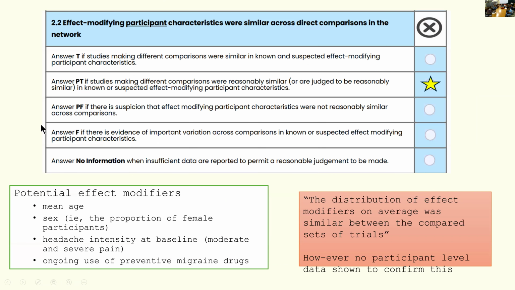So the next thing was, are effect modifying participant characteristics similar across direct comparisons in the network? I put probably true because the potential effect modifiers that they had identified were probably age, the sex, the headache intensity at baseline, and whether the patient was using any preventive migraine drugs. Though there was no participant level data shown for me to confirm this. They have mentioned in the study that distribution of effect modifiers on an average was similar between the compared set of trials. So we'll give them the benefit of doubt and we'll label this as probably true.